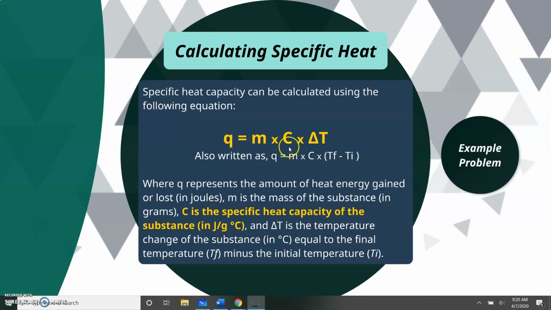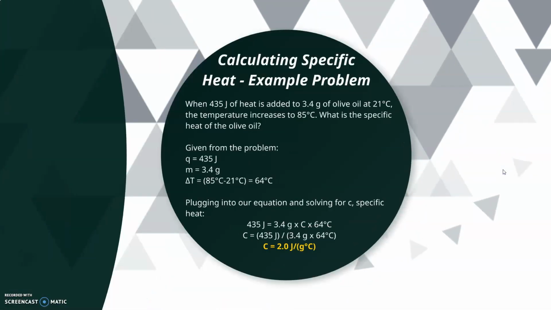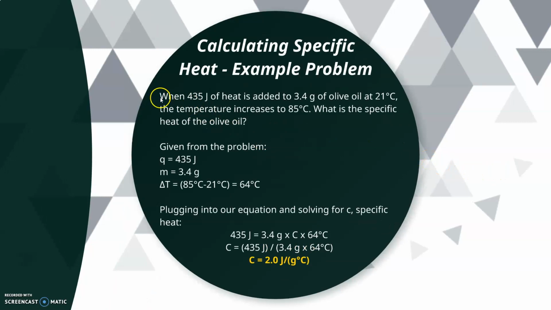C is specific heat, so in some instances you'll look that up in a table like we were looking at a second ago. And then delta T is change in temperature, which can also be written as final temperature minus initial temperature. Now let's look at an example problem. In this problem we're adding 435 joules of heat to 3.4 grams of olive oil at 21 degrees Celsius. The temperature increases to 85 degrees Celsius. What's the specific heat of the olive oil?